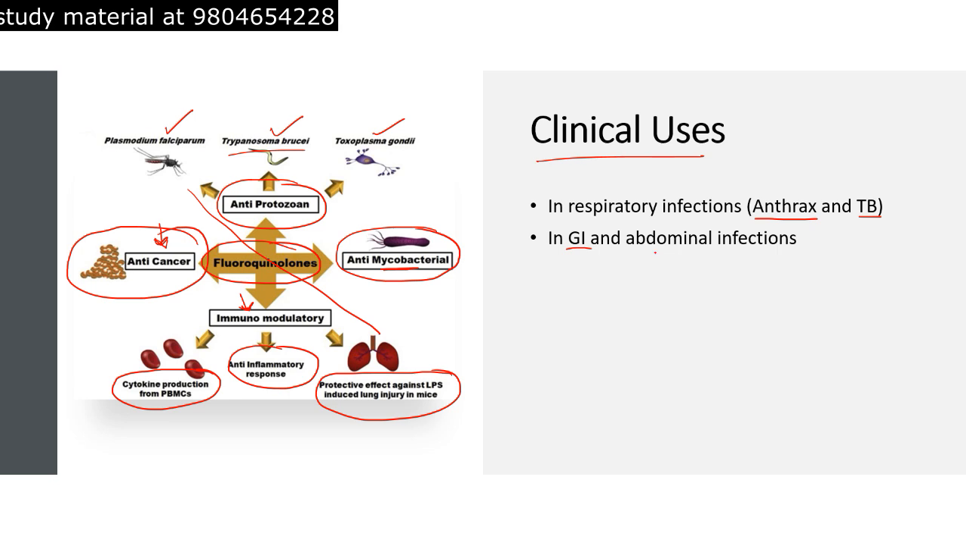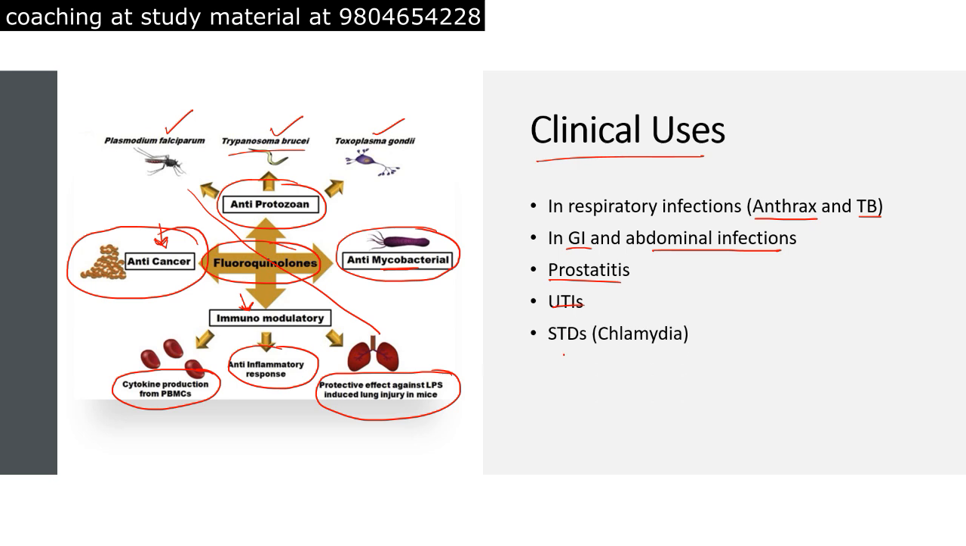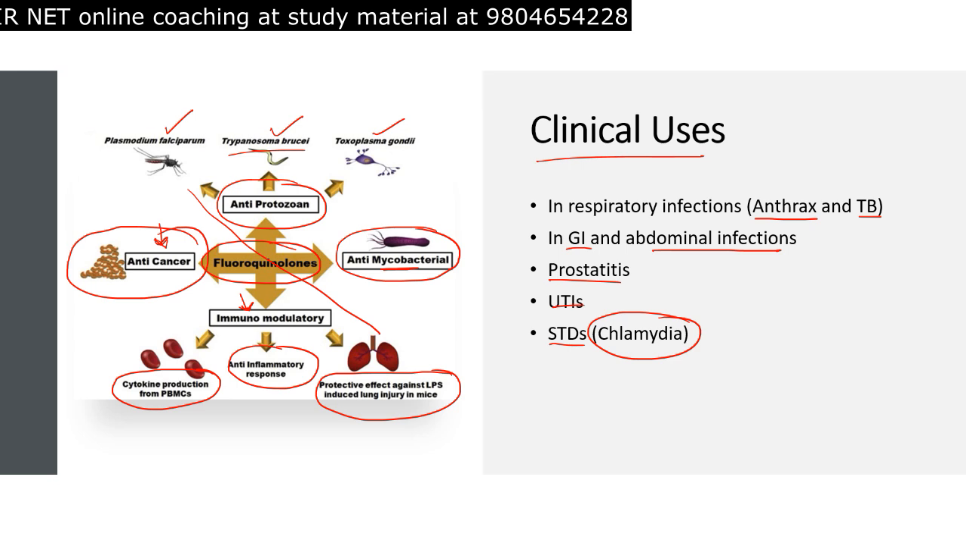In gastrointestinal and abdominal infections, we widely use particularly the second generation fluoroquinolones. In prostatitis, it's being used. In urinary tract infection, it's being used. In sexually transmitted diseases, particularly in chlamydia infection, we use it. So these are some big uses in some really clinically important diseases where we can use them.